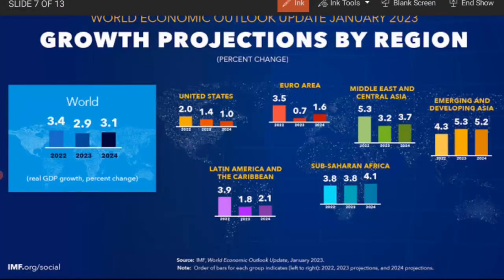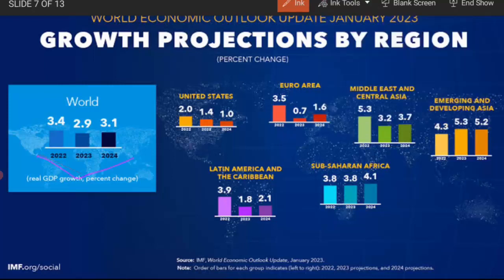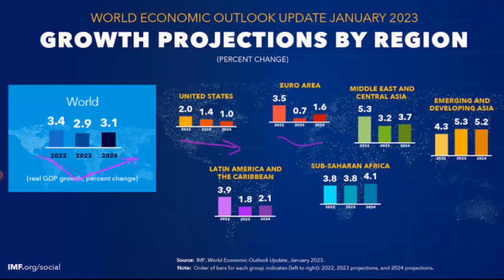These are the growth projections which have been updated in 2023. You can see that the real GDP will first go down in 2023, then rise up again. A question can come in prelims about this trend as well. Now these are the trends of various different economies, like the United States, which will go down further. In the Euro area, it will go down but then rise. So you can just take a screenshot and study it later.